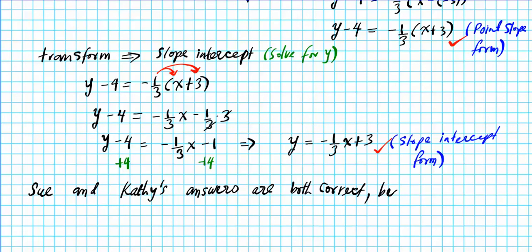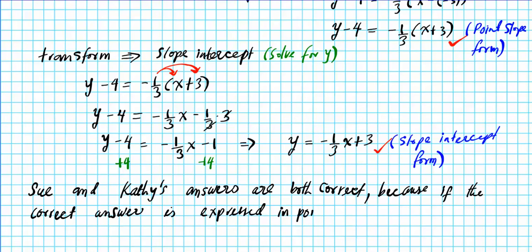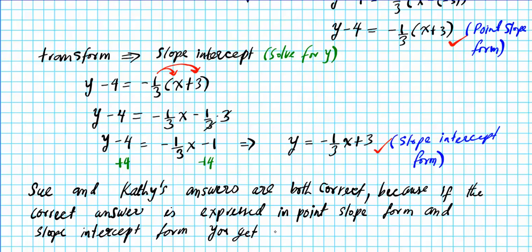Well, because if the correct answer is expressed in point slope form and slope intercept form, you get Sue and Kathy's answers respectively.